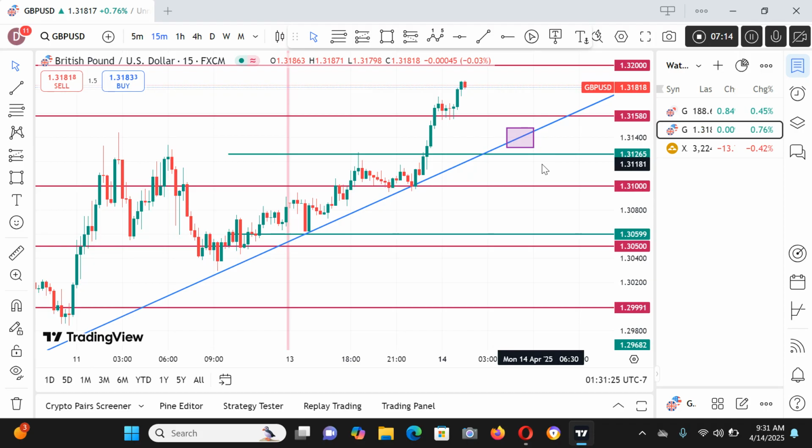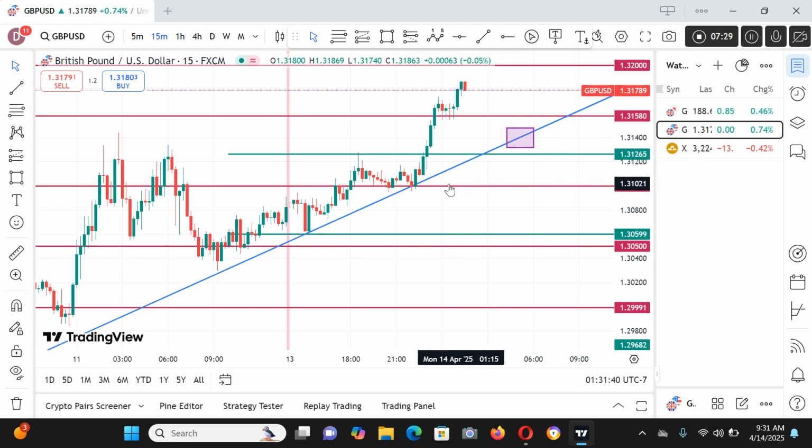But apart from this particular analysis, there are other confluences I look out for, but this will be for another day. So let's just concentrate on this one so that it will help add to our own confluences.